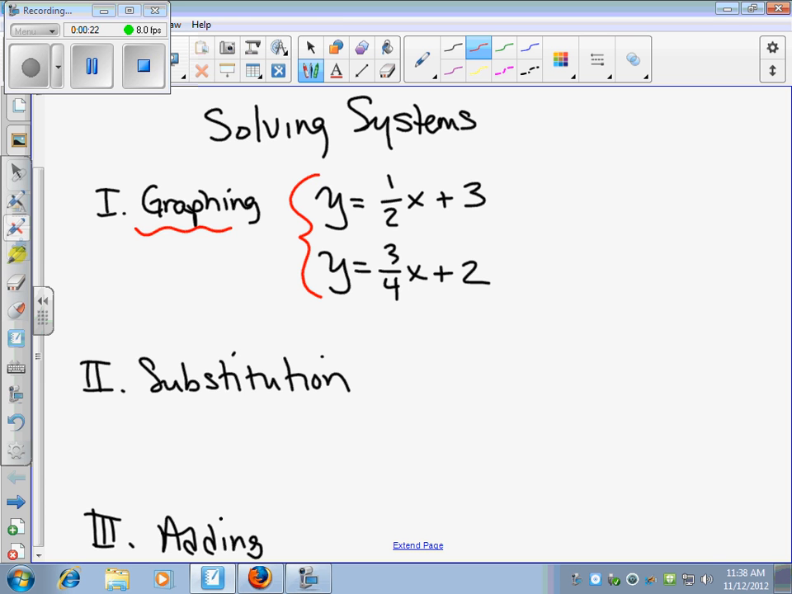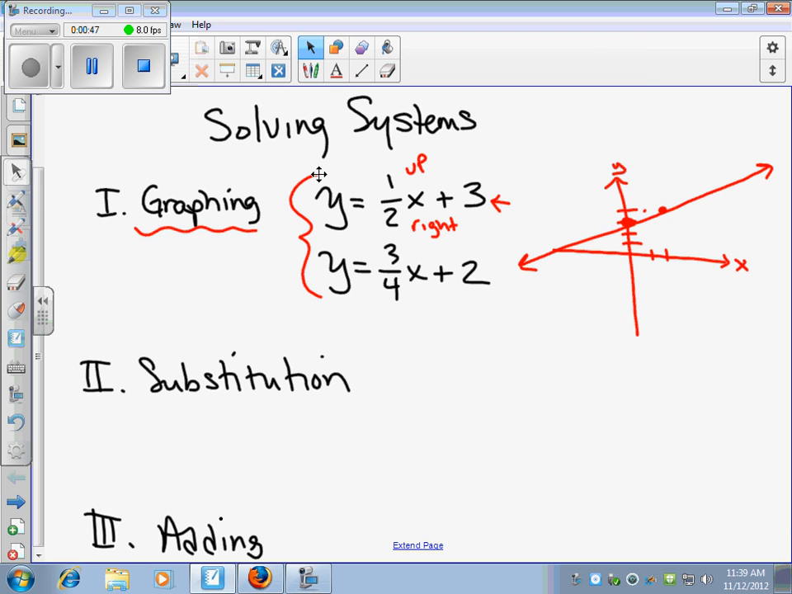One way to do that is by graphing both of them, and I'll just do a quick rough sketch here. For this first one, I'd start here at 3 on the y-axis, and then I would go up 1 and right 2 from that point. So go up 1 and right 2. This is x, this is y. And then just draw a line connecting those.